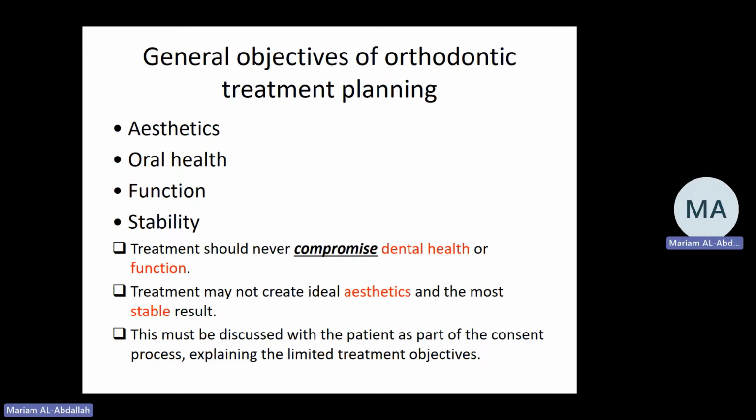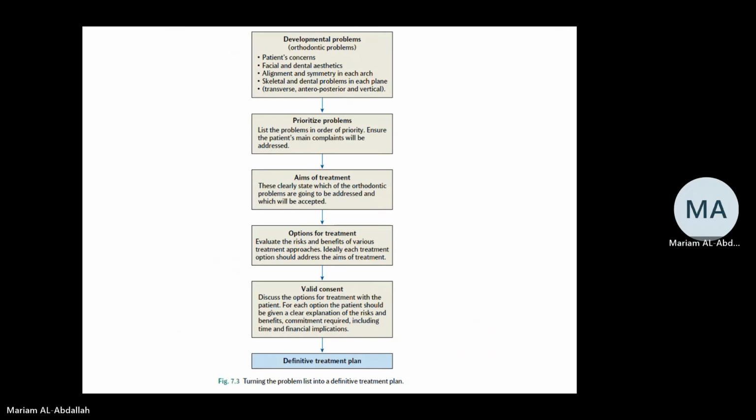If there's any aspect that is going to be compromised in terms of aesthetics and stability, it should be thoroughly discussed with the patient with different options, explaining all limited treatment objectives. So what are we aiming for? We need to reach a problem list, and then this problem list, we prioritize it and we reach our aims of treatment.